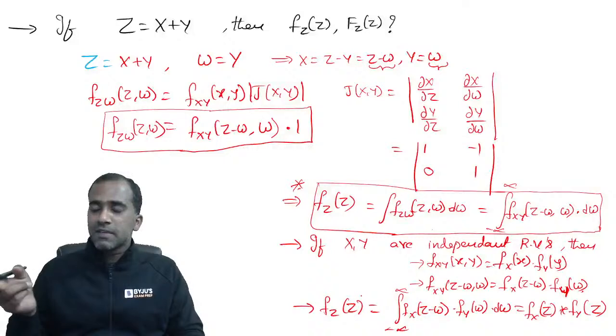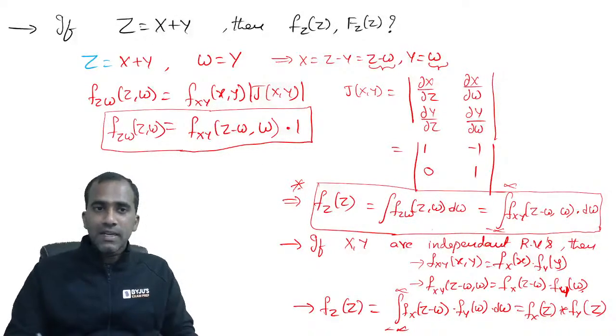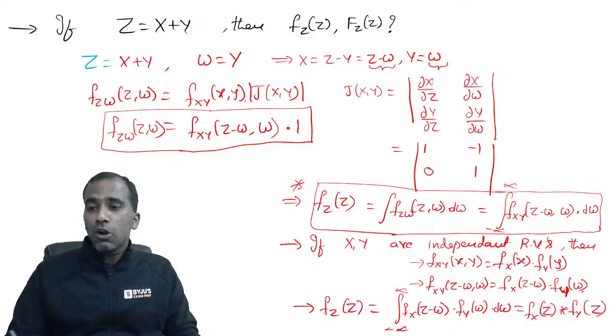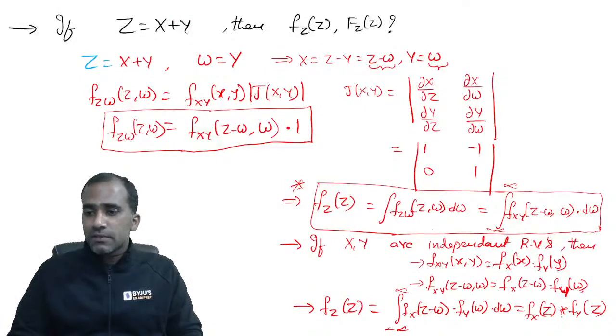Convolution of two PDFs gives another PDF only if the relation is z equal to x plus y and if x and y are independent. If x and y are not independent, this convolution relation is not valid. It is valid only if x and y are independent and z is given as x plus y. Okay, I hope you're following.